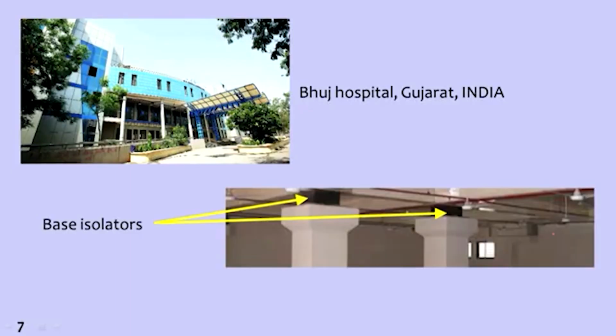It is a 4-story hospital building, the Bhuj Hospital in Gujarat, where it is standing on isolator rubber pads. You can see in between the column and the structure there are base isolators. As you can see, they have a capacity to deform laterally, and they are strong enough to carry the entire gravity load of the building.